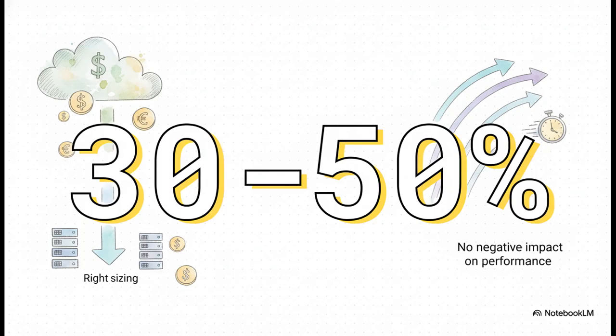And check this out. This is the real kicker. We're not talking about a few percentage points here. By right-sizing your compute resources, you can typically see savings between 30 and 50%. And the best part? You can usually do this with absolutely zero negative impact on performance.